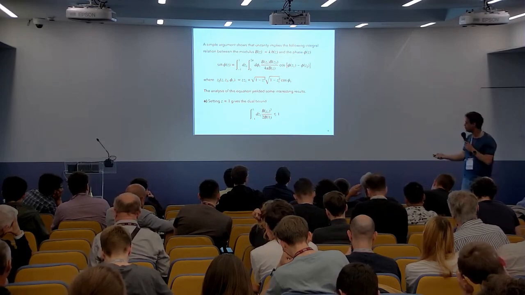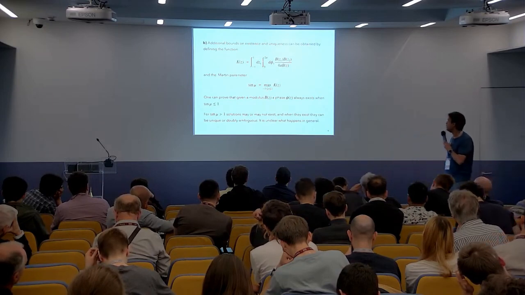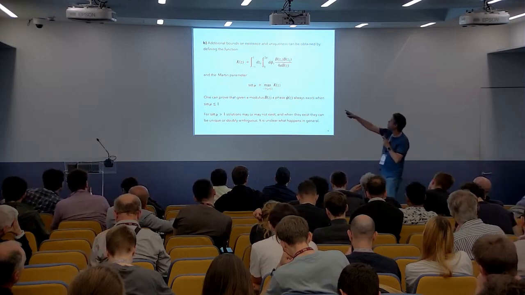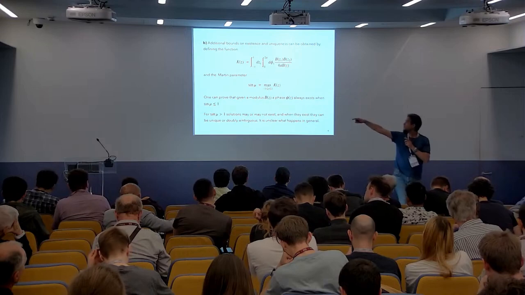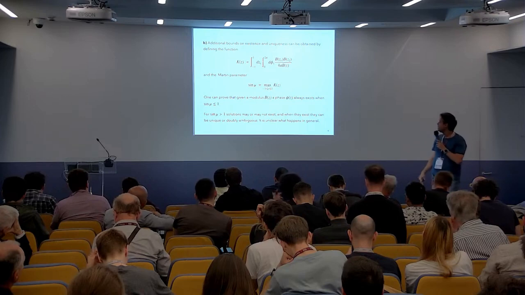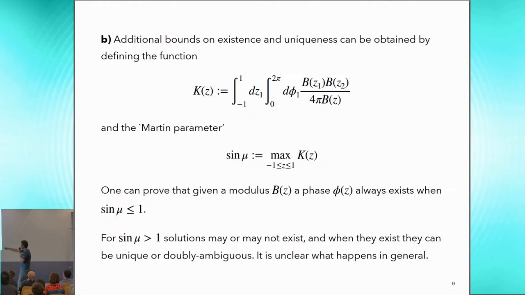For example, on existence and uniqueness of the phase. If I define this function, which is the previous integral without the cosine, then I can take the maximum value of this function. It's called the Martin parameter. And for formal reasons, I denote it as the sine of a parameter mu. When the sine of mu is less than or equal to 1, then you can show that you can find a unique solution. When the sine of mu is greater than 1, solutions may or may not exist. When they exist, they can be unique or doubly ambiguous. And in general, it is unclear what happens. Okay, it's not an easy problem.